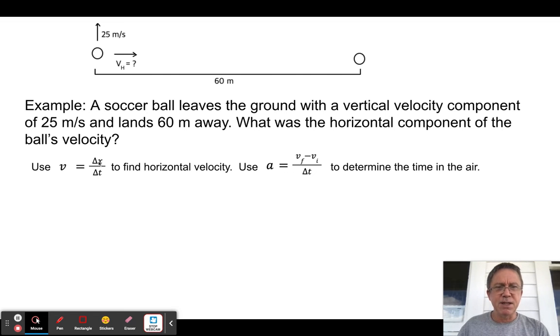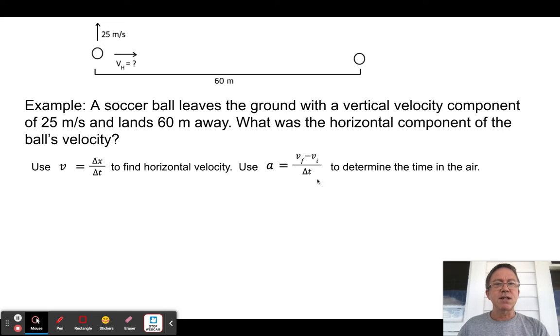We've done this so many times now. But for the time, I like to call these up and down problems. I would use this to figure out how long it goes up for. So it's accelerating at g, negative 10 meters per second squared. The final velocity on the way up is 0. I know that. And the velocity that it left with was 25.